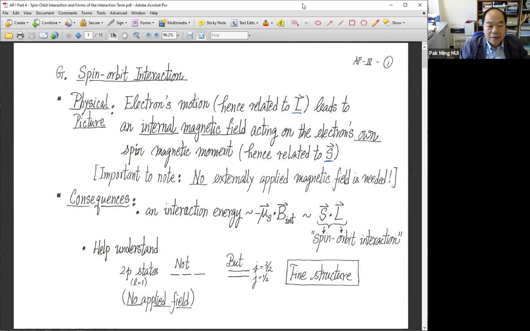I just mentioned that in a hydrogen atom, we will have an additional term that goes like S dot L. Let's get the big picture. Don't worry about the details, the derivation, things like that, but you ought to know the big picture. So here's the big picture. We have the electron. We have the nucleus.